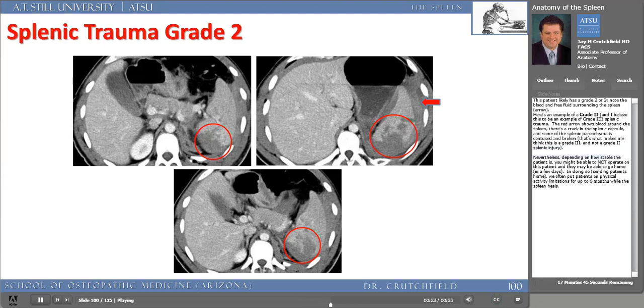Nevertheless, depending on how stable the patient is, you might be able to not operate on this patient, and they may be able to go home. But in doing so, we often put people on restrictions for up to 6 months while the spleen heals.